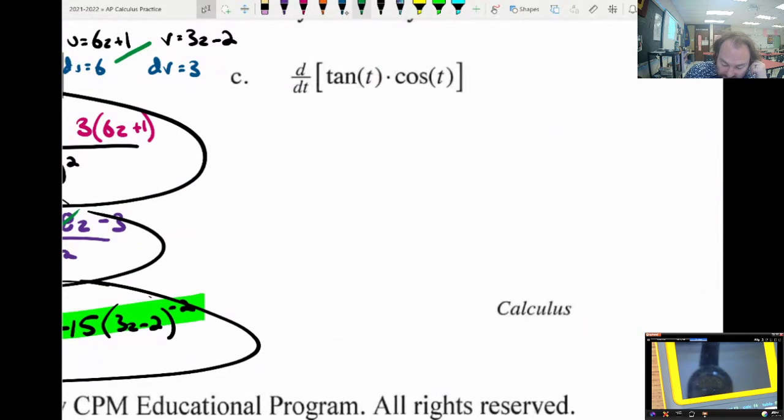This problem is really simple if you know your trig. And this is not even a difficult trig to know. Tangent is the sine of t over the cosine of t times the cosine of t. So what you need to recognize here is that the cosines actually cancel out, and you end up with the derivative of sine, which is just cosine.